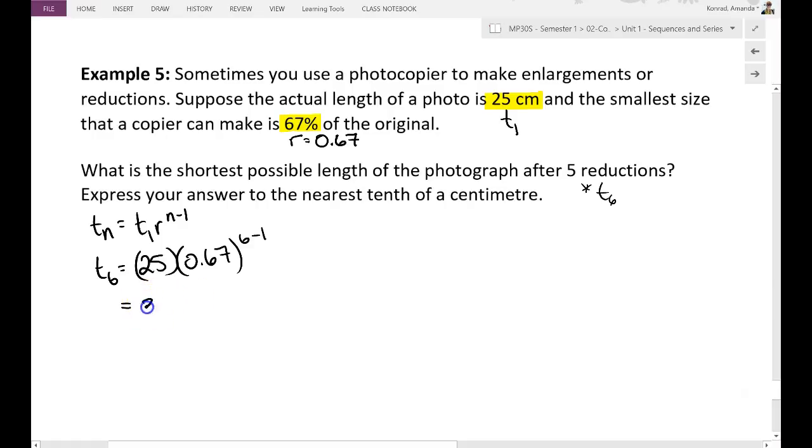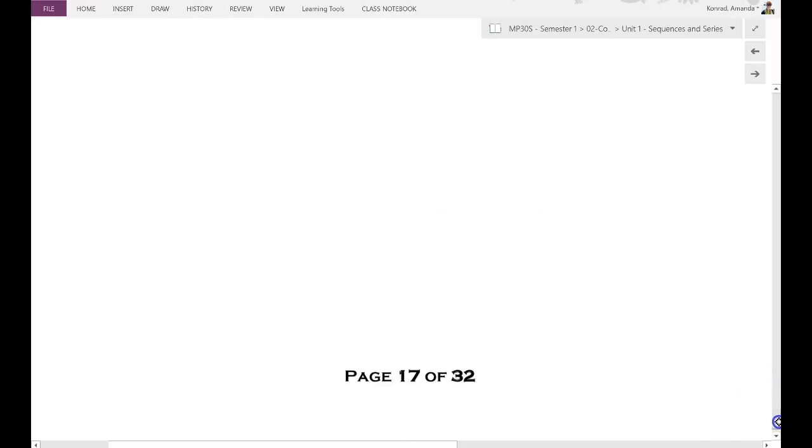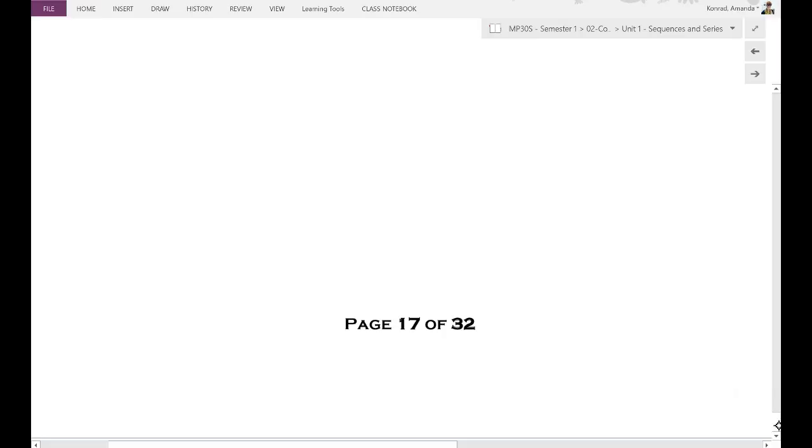And that gives me 3.375. But we're asked for the nearest tenth, so we cut it off here. Tenth of a centimeter. And so my actual answer is going to be 3.4 centimeters. So significantly smaller if you keep photocopying. And that is the end of this lesson. So grab your workbook and get practicing.